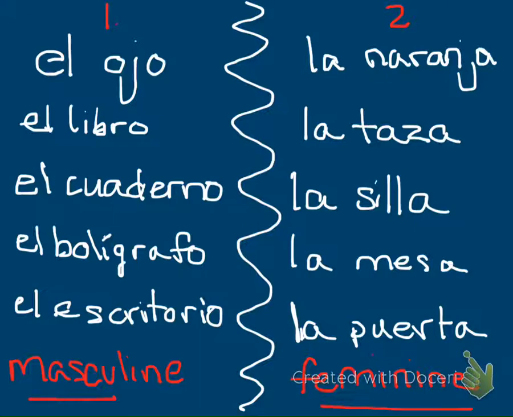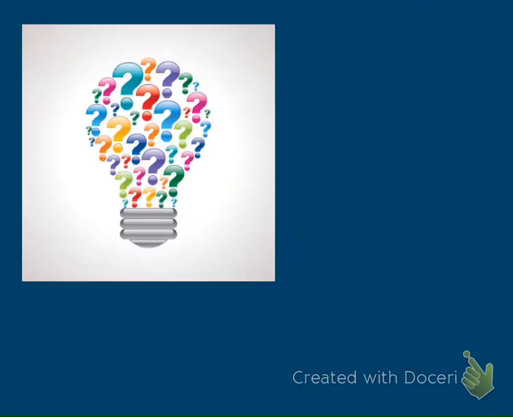So we have side 1, side 2. What characteristics do you see in side 1? And what characteristics do you see in side 2? What do all the masculine words have in common? And what do all of these feminine words have in common? Some of you are already like, oh, I got this. I know. I totally know it. Okay, so el is how you say the for masculine nouns.